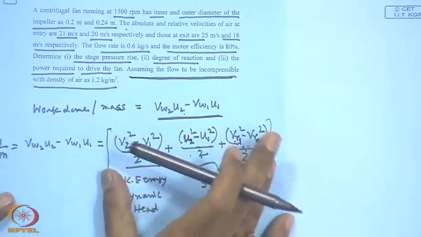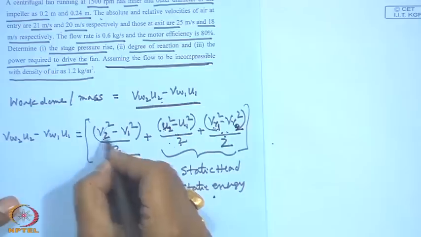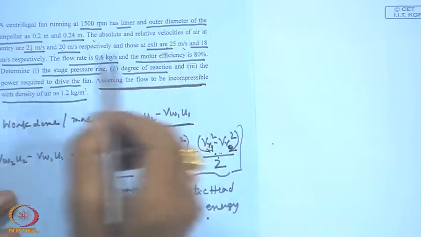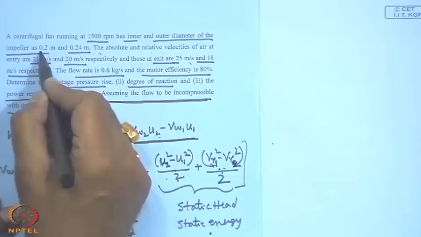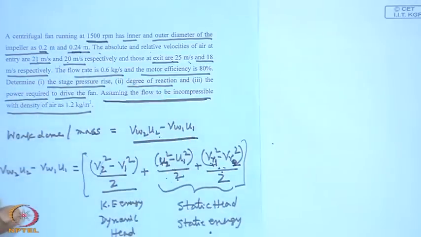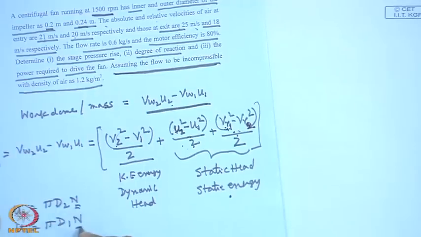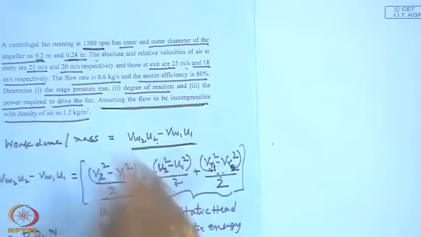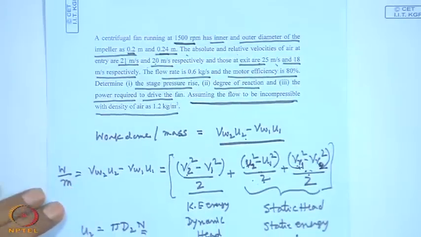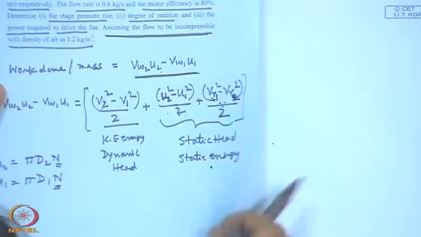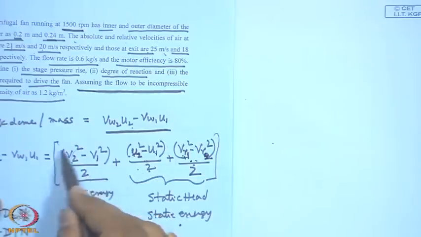So these two summed up give the static head or static energy. This is very important, I want to repeat it again. Here I know V2, V1, VR1, VR2, because all the relative velocities at inlet and outlet are given. And I know U2, U1, because the impeller diameters and the speeds are given. I am not solving this problem. So I just write U2 is pi D2 N and U1 is pi D1 N, where N is the given rotational speed, 1500 RPM. So U1 and U2 we can find out, and then we can find out the work done.